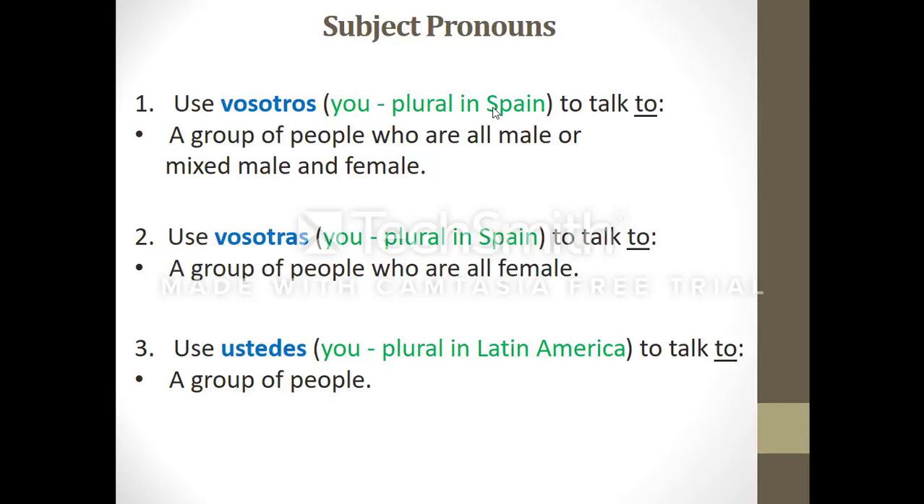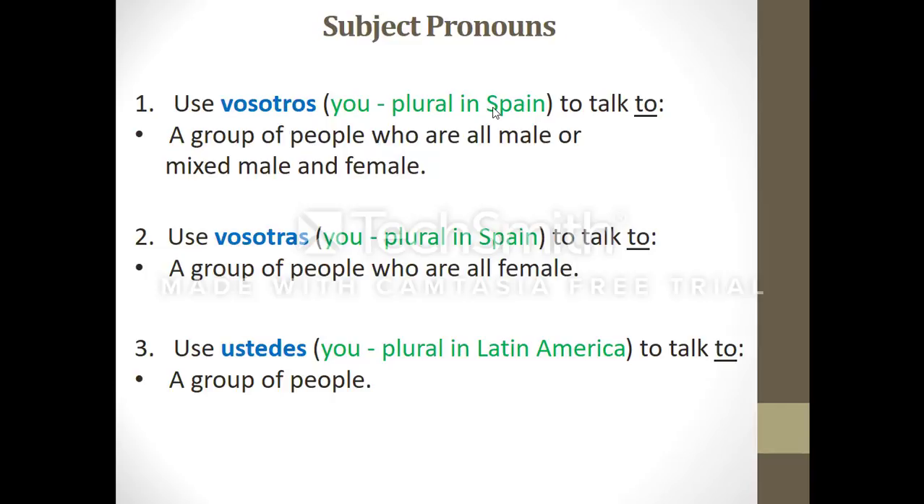You use vosotros when you want to talk to a group, so plural, and remember it's only in Spain, so if it's a group of people who are all male or mixed male and female, you would use vosotros. You would use vosotras if it's you, plural, in Spain and you're talking to a group of all females. And finally, ustedes also means you, plural, just like vosotros and vosotras, but it's used only in Latin America, and you want to use it when you're talking to a group of people.